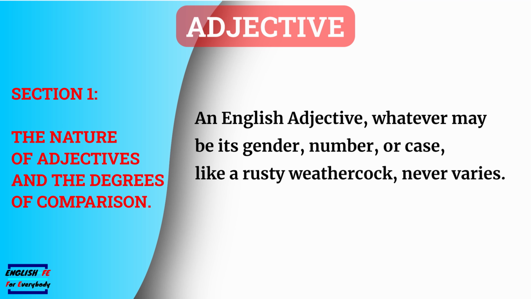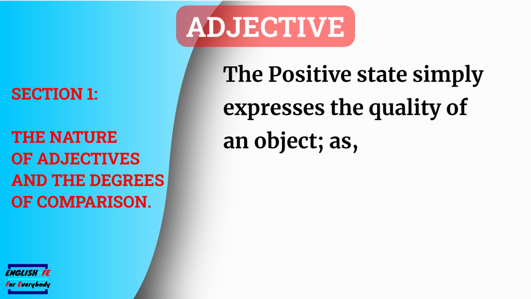But as a rusty weathercock may vary in being more or less rusty, so an adjective varies in the degrees of comparison. The degrees of comparison, like the genders, the graces, the fates, the kings of Cologne, the weird sisters, and many other things, are three: the positive, the comparative, and the superlative. The positive state simply expresses the quality of an object, as fat, ugly, foolish.